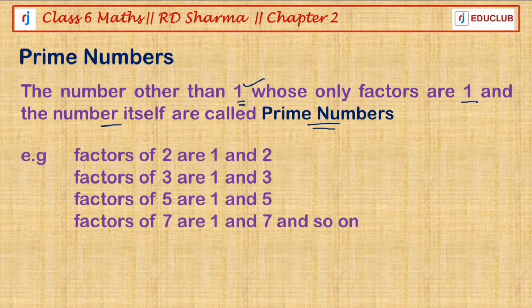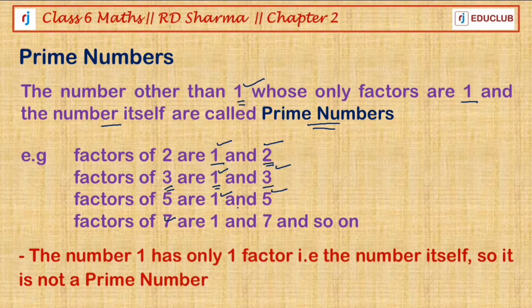For example, let us see the factors of 2. What are the factors of 2? 1 and 2. Factors of 3? 1 and 3. Factors of 5? 1 and 5. Factors of 7? 1 and 7. So these are having factors 1 and the number itself. So these are called prime numbers.